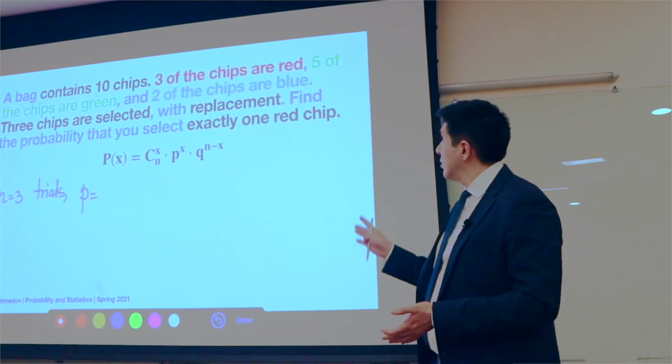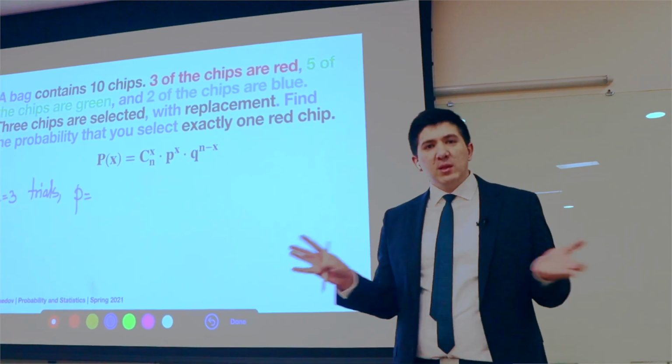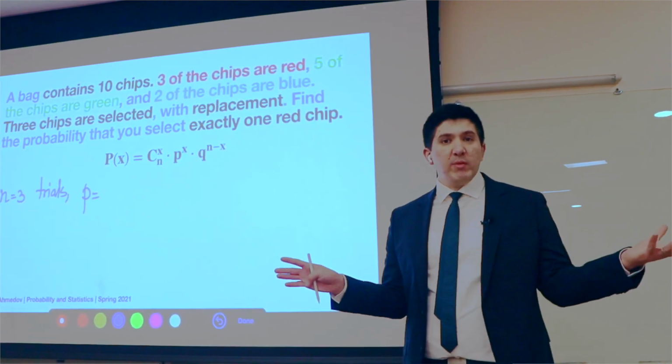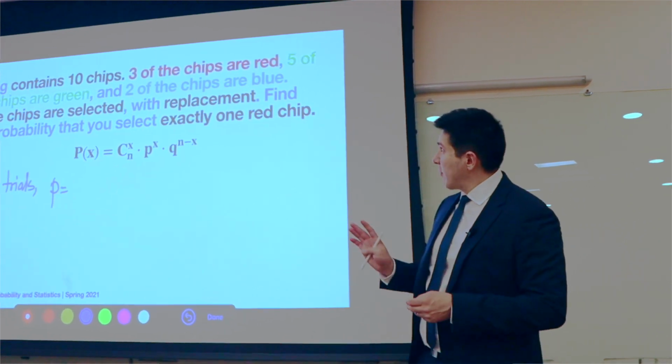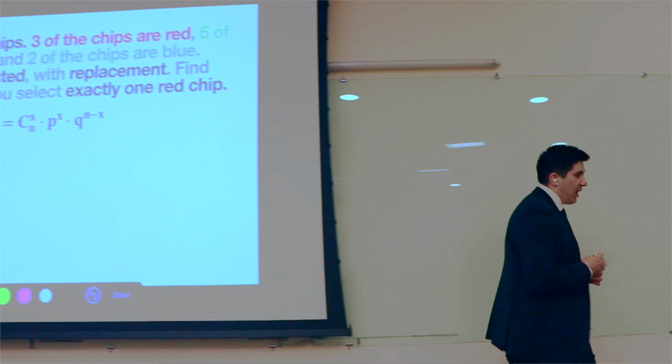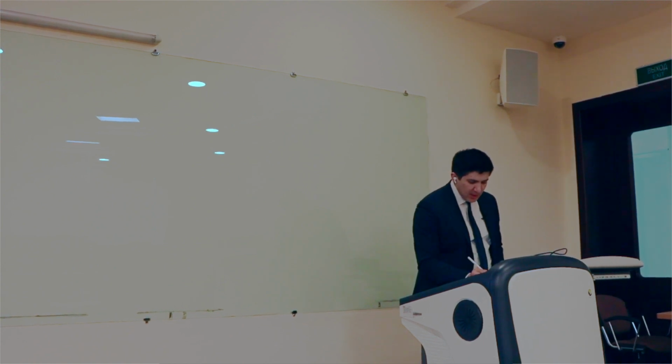So the blue, green, and the red. But I'm going to categorize this: red or not red, success or failure. So what is the probability of success? In this case, the probability of choosing a red chip is 3 over 10, right? And the probability of failure is equal to 7 over 10.